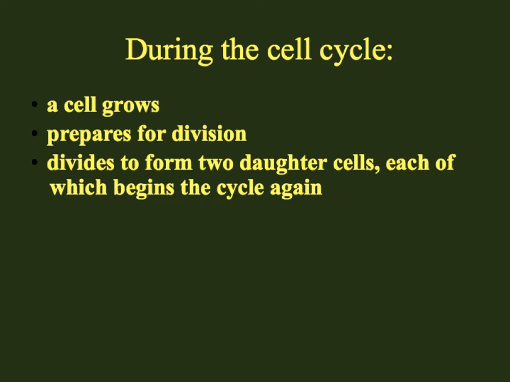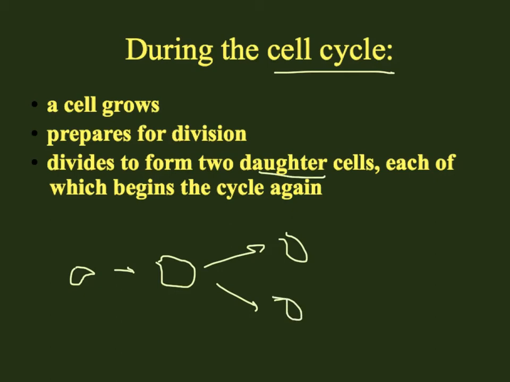So during this whole cell cycle, what does a cell do? Well, it grows. It might be small, and then it might get a little bit bigger. But then it prepares for division. And then once it prepares for division, it divides into the two daughter cells, and then they do that again. There's a period of interphase, and they might get to be a little bit bigger, and then they're going to divide, and they just keep doing this.